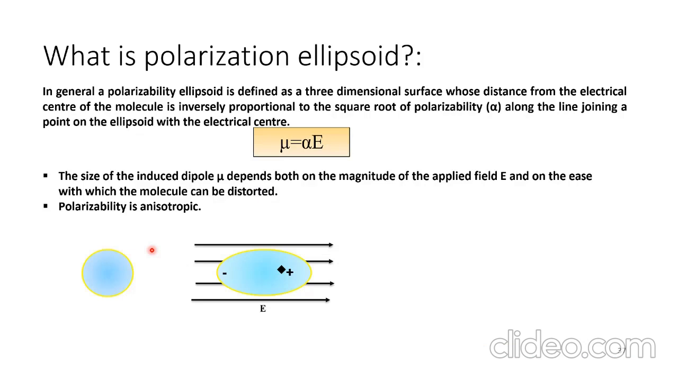Now let's talk about the polarizability ellipsoid. The polarizability ellipsoid is defined as a three-dimensional surface whose distance from the electrical center of the molecule is inversely proportional to the square root of the polarizability alpha, and that is along the line joining the point of the ellipsoid.